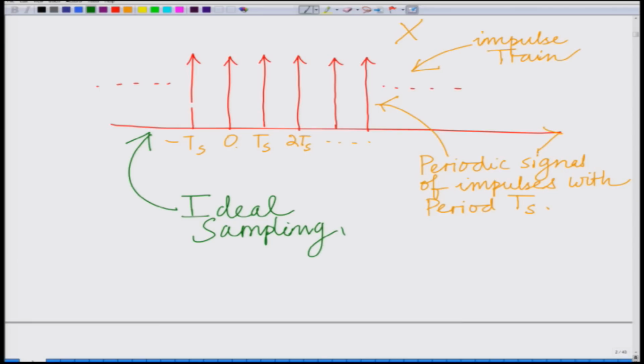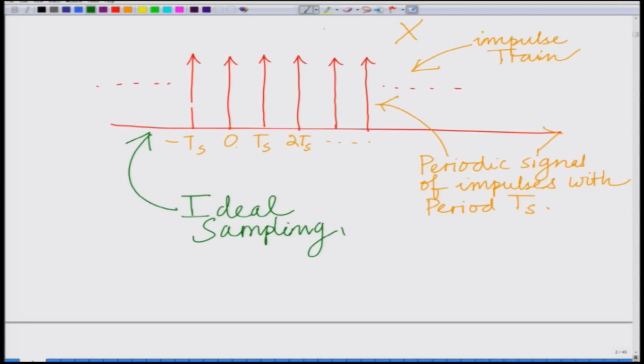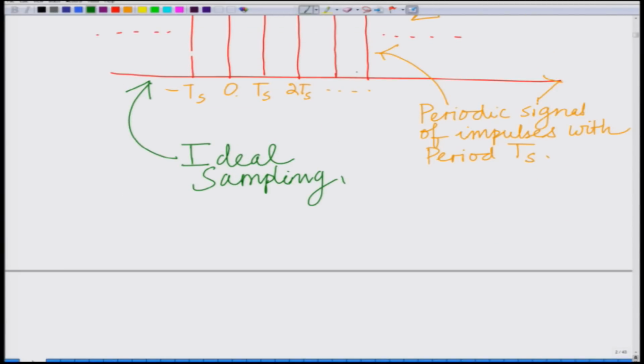Ideally, we want to multiply it by a train of impulses. Now, let us characterize this train of impulses. Let us look at the impulse train.